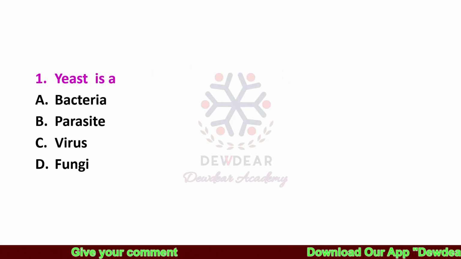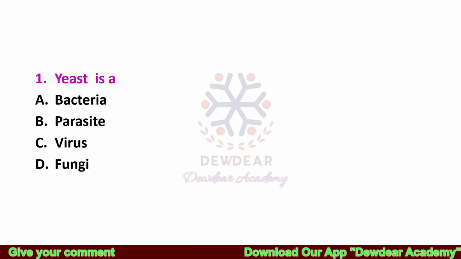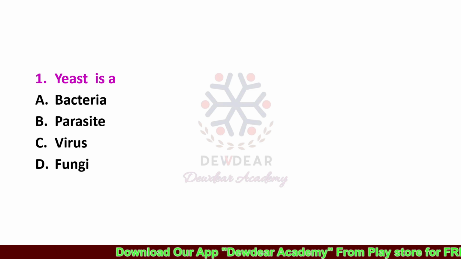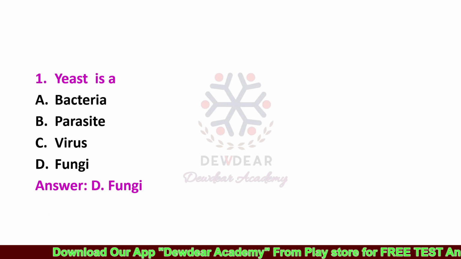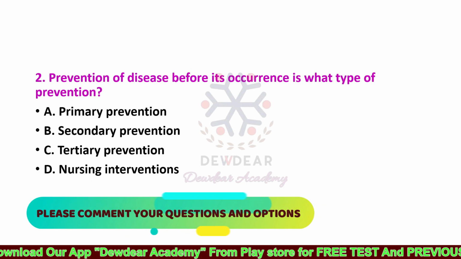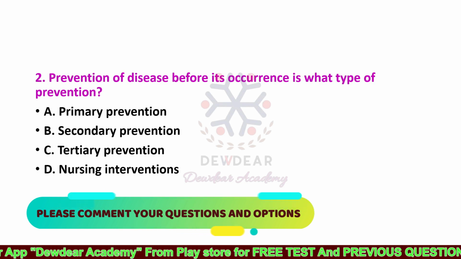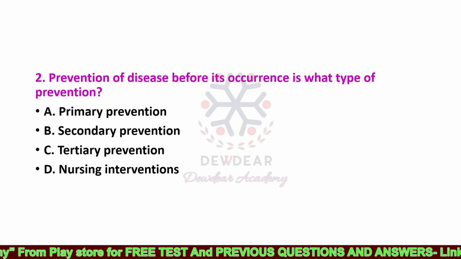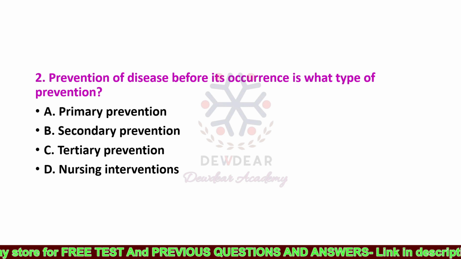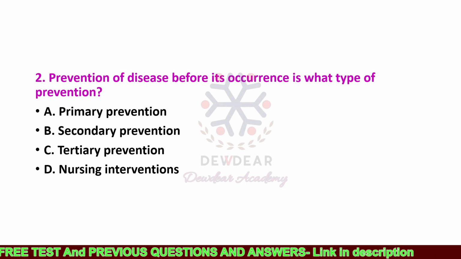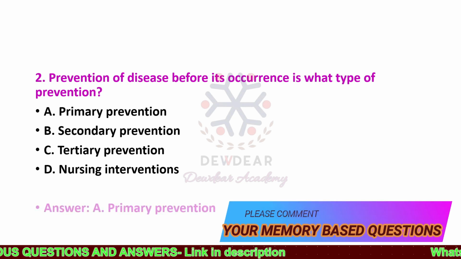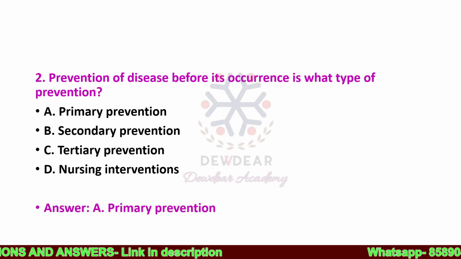The first question is yeast is a: options: bacteria, parasite, virus, fungi. The correct answer is option D, fungi. Yeast is a fungi. Then the second question: prevention of disease before its occurrence is what type of prevention? Options: primary prevention, secondary prevention, tertiary prevention, nursing interventions. Prevention of disease before its occurrence. So here the correct answer is option A, that is primary prevention. Prevention before its occurrence is known as primary prevention.